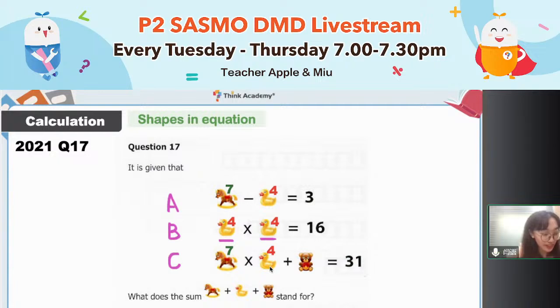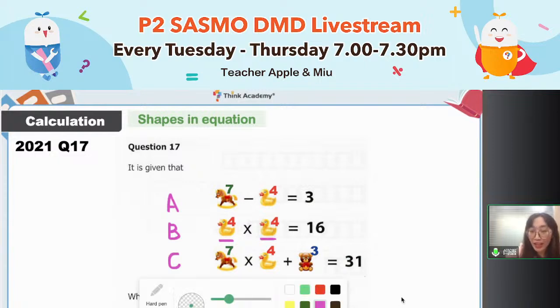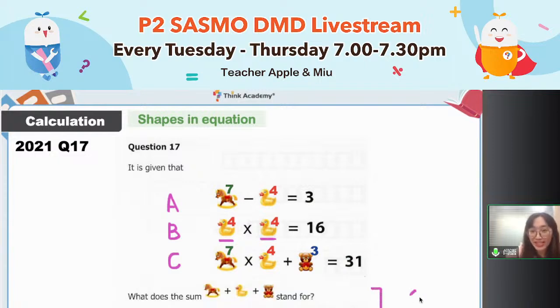Seven times 4, what is it? 28. Okay, so after that, 28 plus 3 equals 31. But for your final answer, you cannot just write down 7, 4, 3 as your answer. No, don't do that. Back to the question.